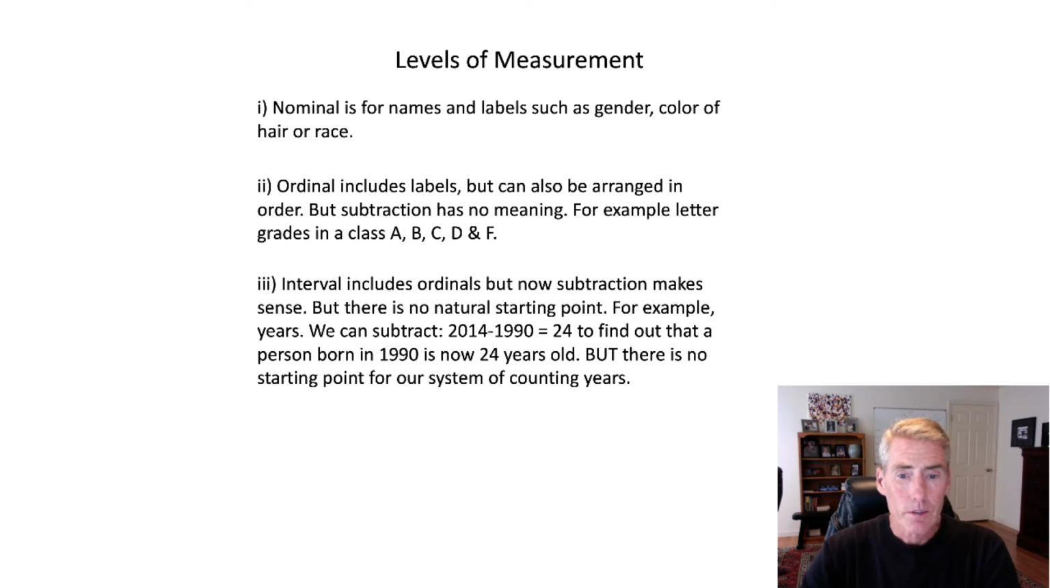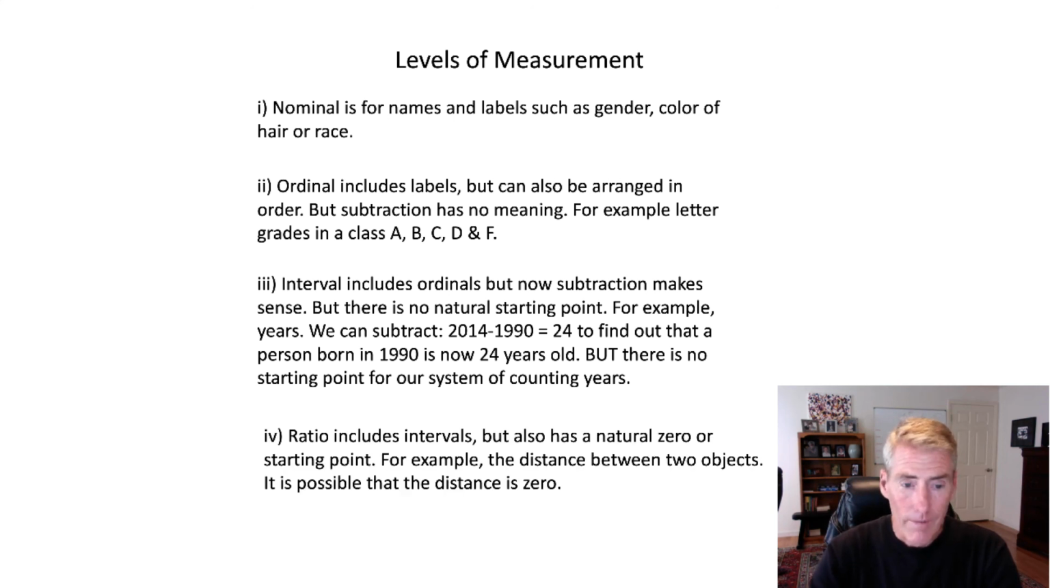Interval. We're building up, so you can still put them in order, but now subtraction makes sense. For example, with years, the year 2014 minus the year 1990 is 24 years in between them. But with years, there is no starting point. You might say, if you go back to year 0, that's just the time of Christ, but there was time before that, and before that. So we don't have a true year 0.